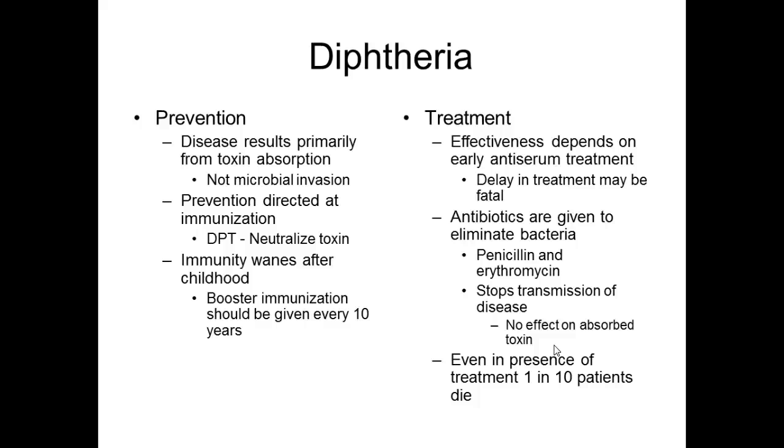So even in the presence of treatment, 1 in 10 patients sometimes die. Right? So it's pretty serious. It's one of those ones, again, that we want to make sure that we immunize against, right? To be able to neutralize the toxin. You produce antibodies that help you neutralize this toxin. Booster should be given every 10 years. As I said, the same as tetanus, probably one of the reasons why these are given together.